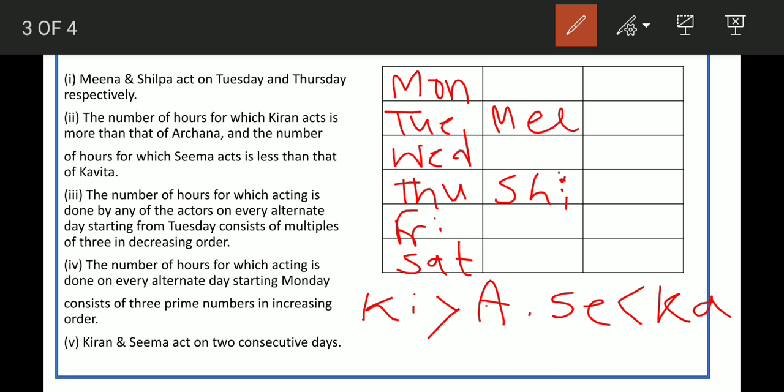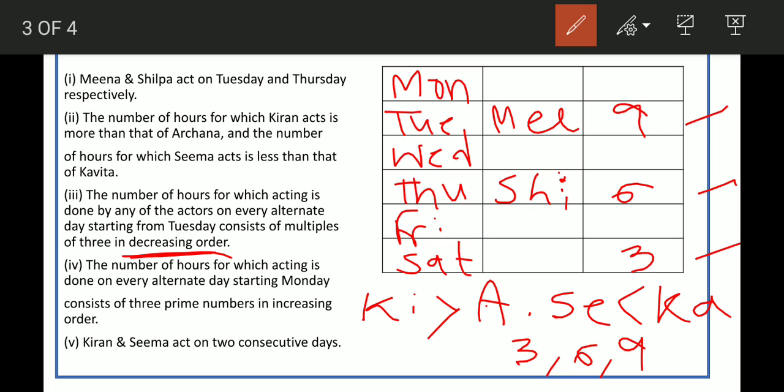Now it is given that the number of hours for which acting is done by any actors on every alternate day starting from Tuesday, okay, starting from Tuesday on every alternate day, consists of multiples of 3 in decreasing order. Now between 1 and 10 multiples of 3 are 3, 6 and 9. So it is in decreasing order, therefore it would be 9, 6 and 3.